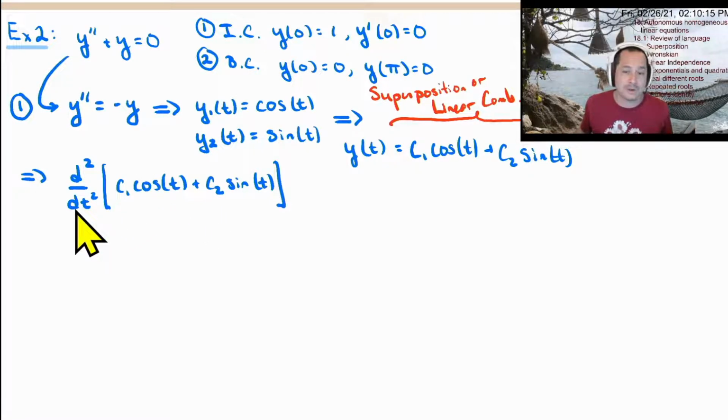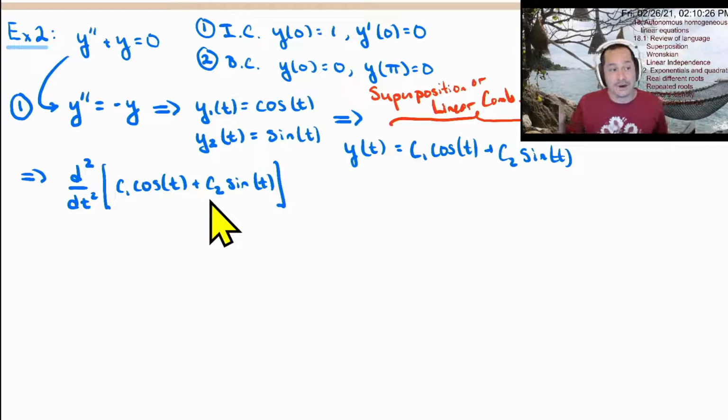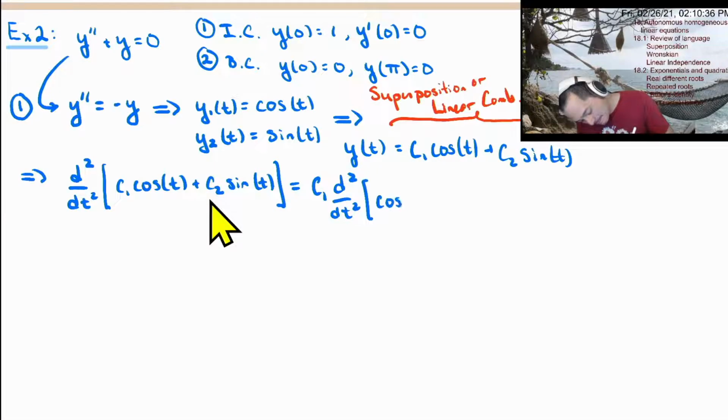So what this second derivative is going to do is act on c1 cosine first and add that to it acting on c2 sine next. But if c1 and c2 are constants, they don't care if they're inside the derivative or outside the derivative, right? So this is just going to be c1 times the second derivative with respect to t of cosine plus c2 times the second derivative with respect to t of sine.